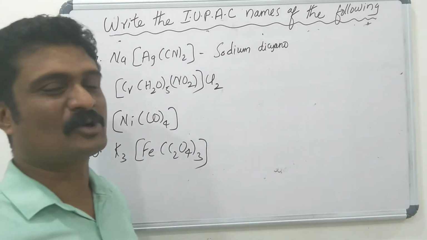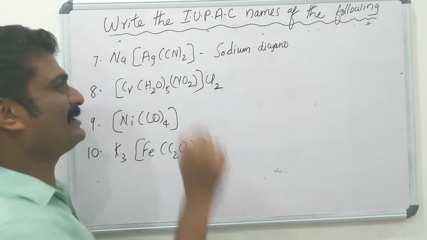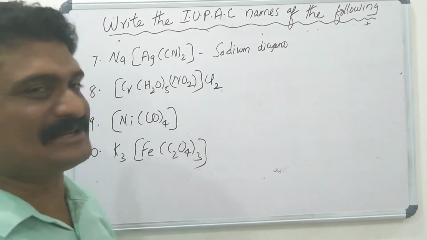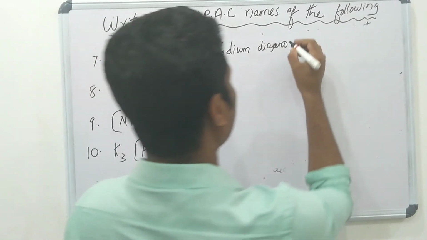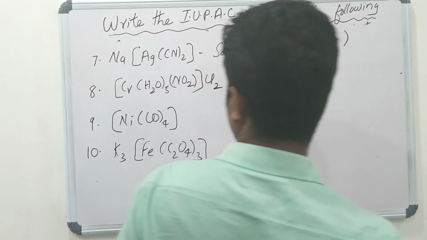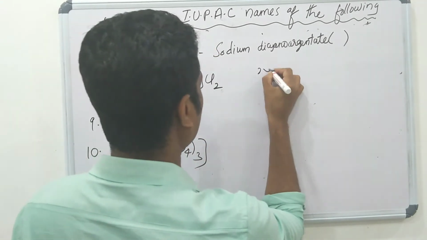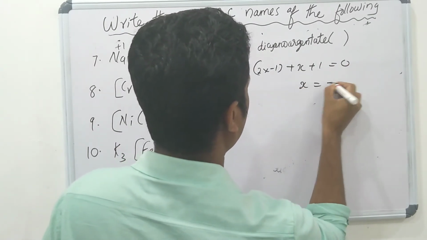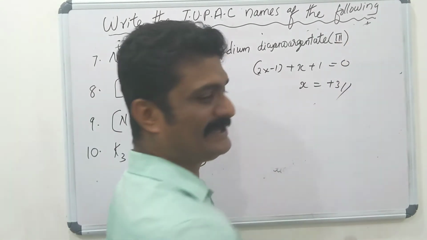Here the complex species carries a negative charge, Na plus [Ag(CN)2] minus, so the name of the central metal atom must end in -ate. The Latin word of Ag is argentum. Sodium dicyanoargentate. The oxidation number of Ag: sodium plus 1, Ag X, CN minus 1, 2 into minus 1, plus X plus 1 equals 0, so X equals plus 1. Sodium dicyanoargentate(I).